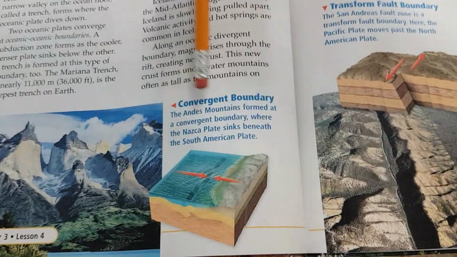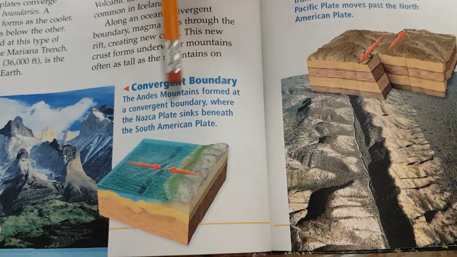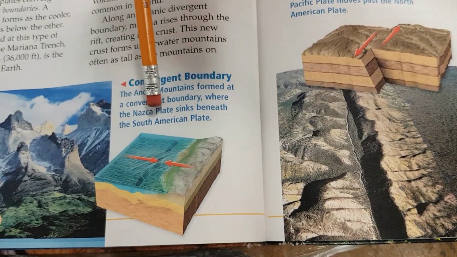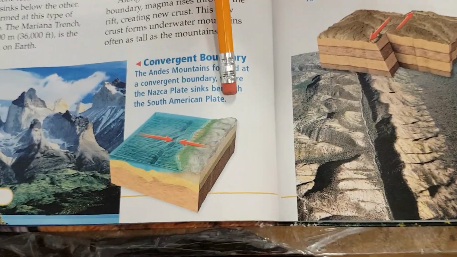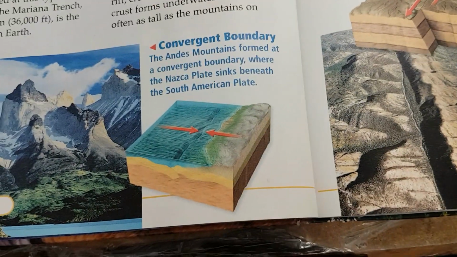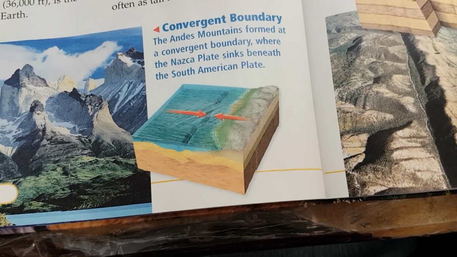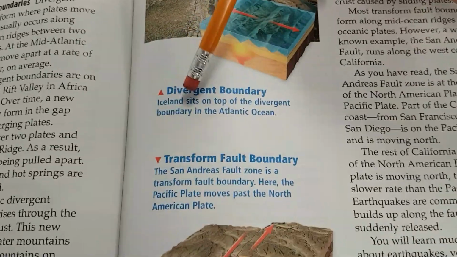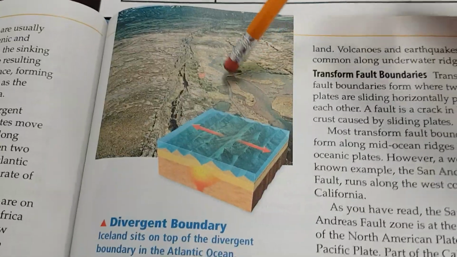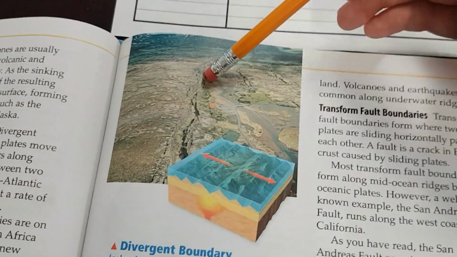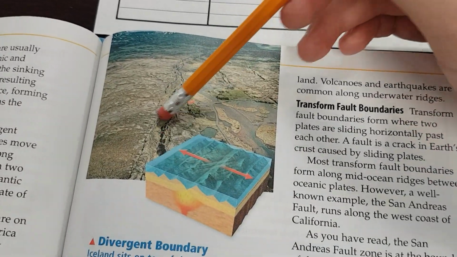All right, pictures, convergent boundary. The Andes Mountains formed at a convergent boundary where the Nazca Plate sinks beneath the South American Plate. Okay, that's down in South America near Peru on the west coast. Divergent boundary. Iceland sits on top of the divergent boundary in the Atlantic Ocean. So this is a picture of Iceland, and this is a picture where Iceland is splitting apart from each other.